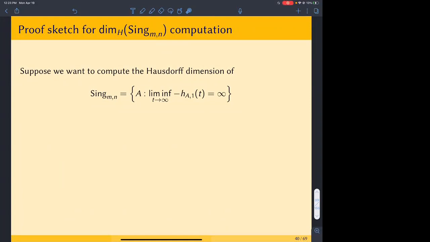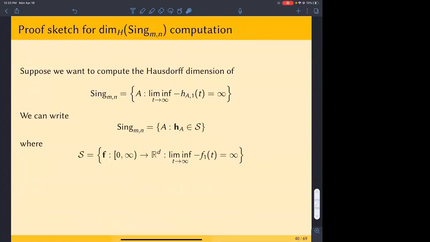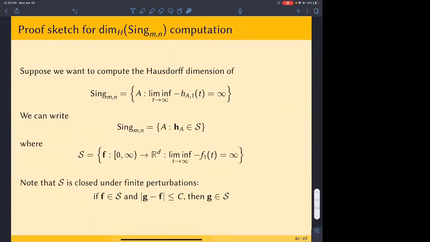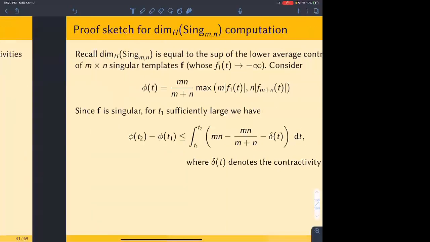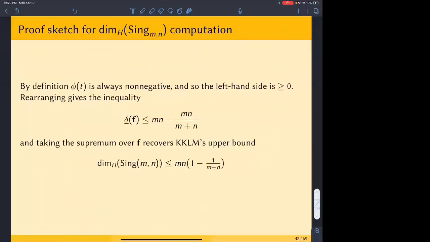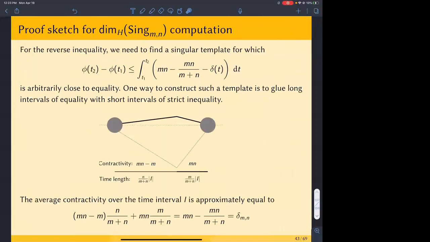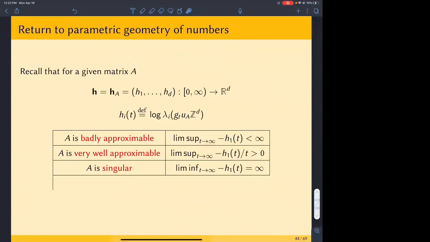So now let's say we want to compute the Hausdorff dimension of the singular matrices. You choose this class, Sing(m,n), and you define S to be the set of all functions that satisfy this condition. Now this class S is closed under finite perturbations, and so our variational principle applies. Okay, so my slides have a sketch of the proof, but maybe because of time, I should end with some problems.